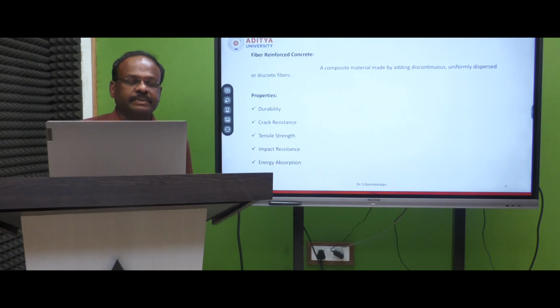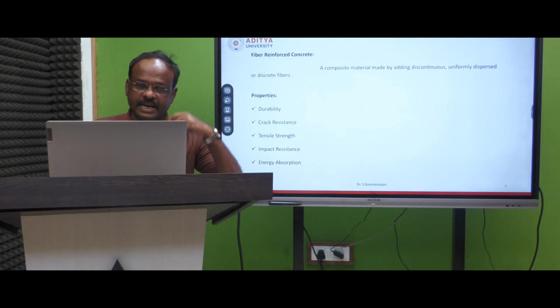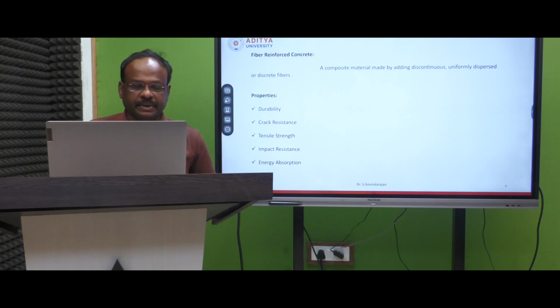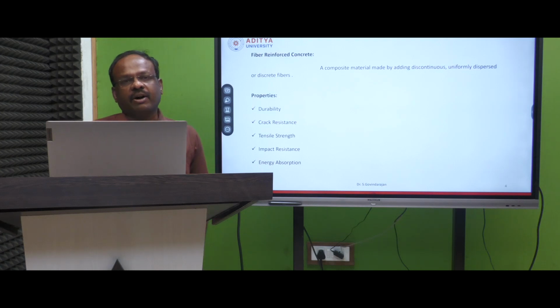And another one is impact resistance. What are the various loadings for impact resistance? Shock, blast, and suddenly applied load. These also affect our building structure. So to avoid that sudden impact load, fiber reinforced concrete should be used. And the last one is absorbing energy, that is called energy absorption. So these are all 6 main parameters playing a role in fiber reinforced concrete.